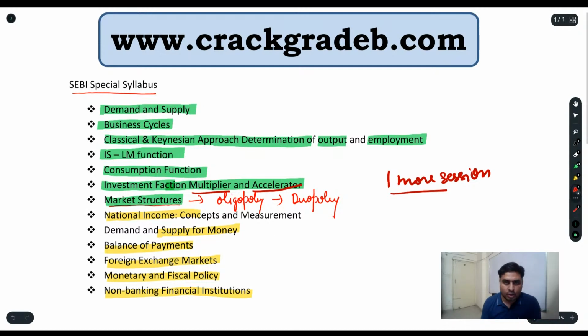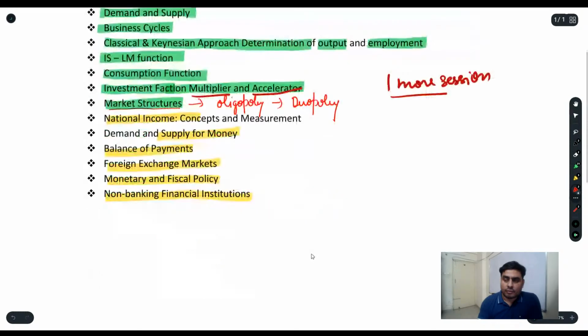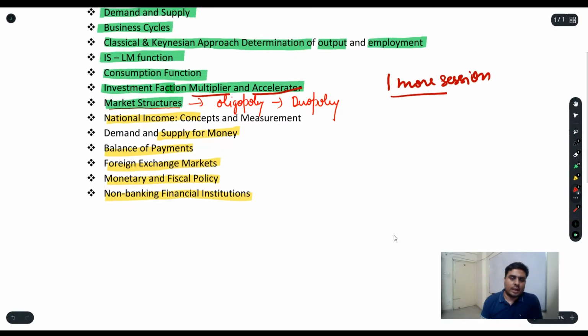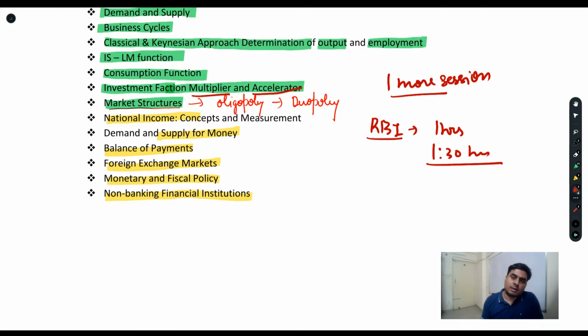The PDF is going to be ready in 2 days, with each and everything. So you will get the PDFs also, right, of this semi special part. One more session is required, and after that, I will increase the timing of the RBI session from 1 hour to 1.5 hours, meaning 1 hour and 30 minutes, so that we can cover the larger part there also.